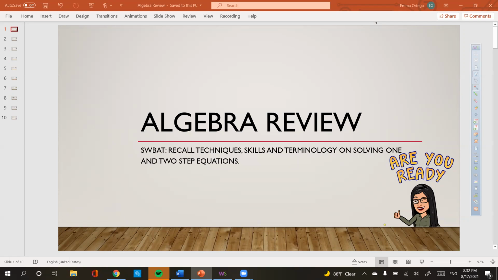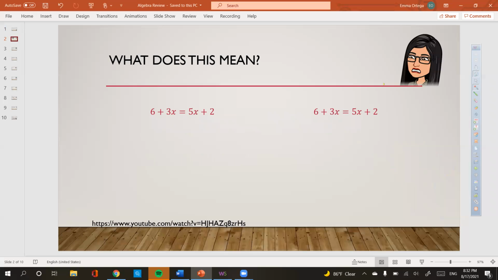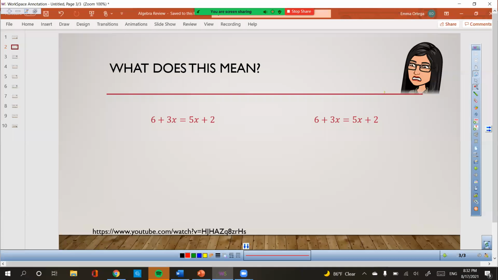Bear with me, take out some paper so you can follow along and practice the following problems we're going to be talking about. Let's start with the first slide. The question is asking, what does this mean? As you can see here, we have two equations. They're exactly the same, but let's focus on this one. What does this mean? If you were to read this to me, what would you say?